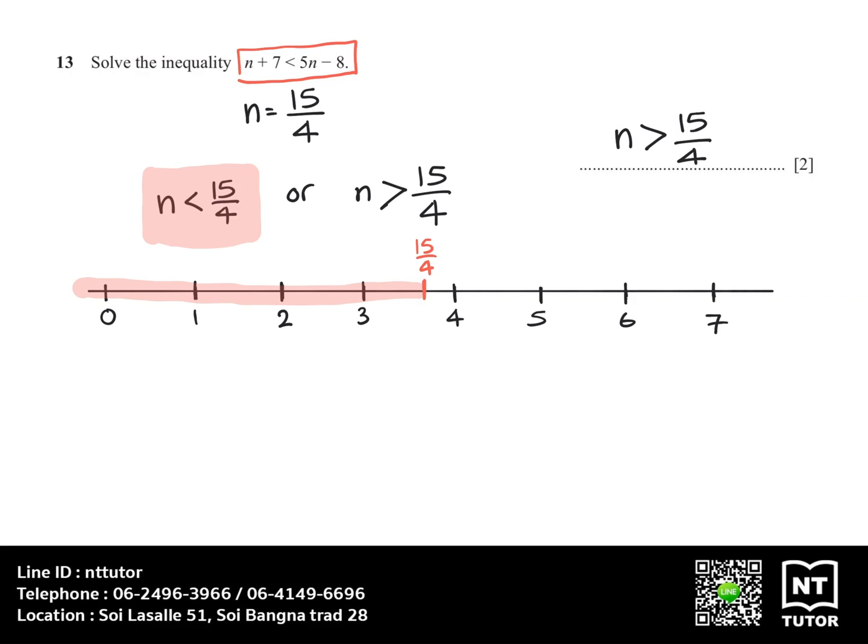So that means that if we substitute a value in that's less than 15 over 4 into the original inequality, this should work. I'm going to try 1. If I substitute 1 into the original inequality, I have 1 plus 7 is less than 5 times 1 minus 8. 1 plus 7 is 8. 5 minus 8 is minus 3. And this is incorrect because we all know that 8 is bigger than minus 3. Therefore, this means that this side of the inequality doesn't work.